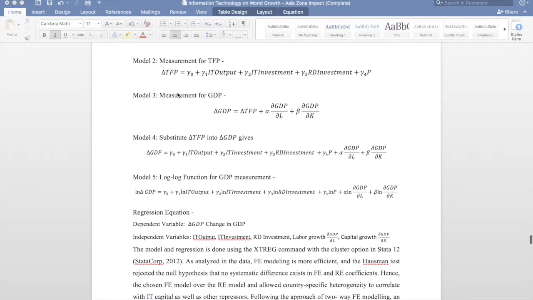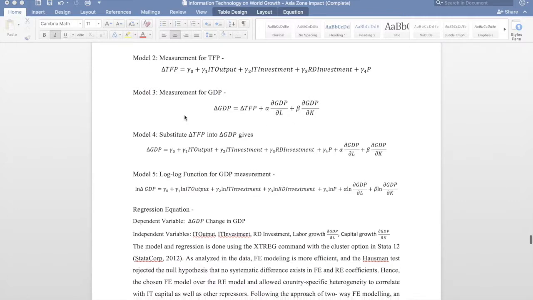The third module is the measurement of GDP. The change, delta of GDP, equals the delta of TFP plus the derivative of GDP over the amount of labor plus the derivative of GDP over the amount of capital contributions.